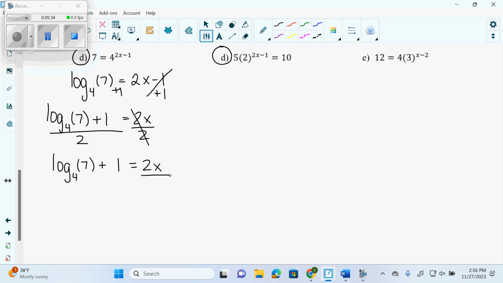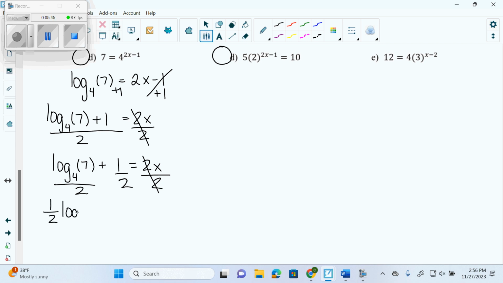Divide by 2, divide by 2, divide by 2. So what I actually get, instead of dividing by 2, I put a half in front. Log base 4 of 7 plus a half.